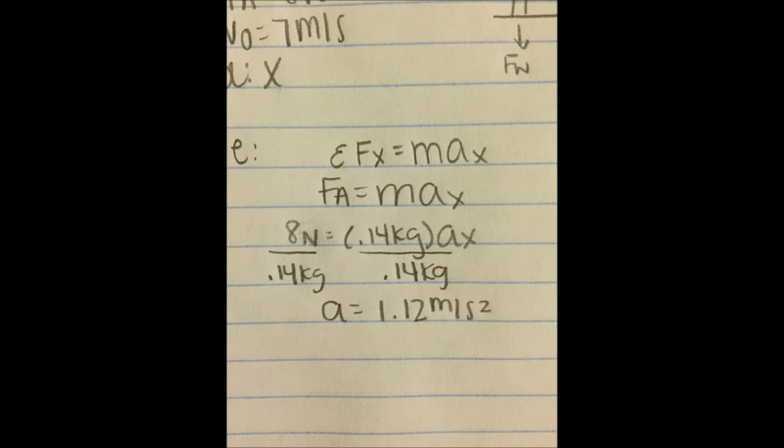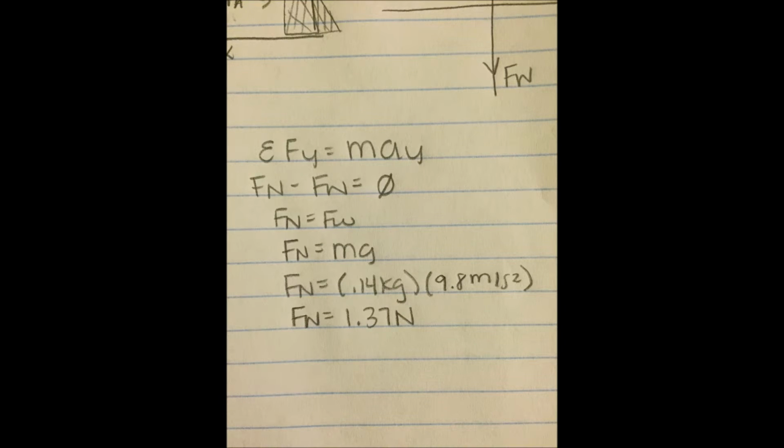You will then fill in the numbers you have for the applied force, which is 8 newtons, and the mass, which is 0.14 kilograms. You divide 8 newtons by 0.14 kilograms to get an acceleration of 1.12 meters per second squared in the x direction. There are two forces in the y direction, so the formula is Fn minus Fw equals 0, because there's no acceleration in the y direction.